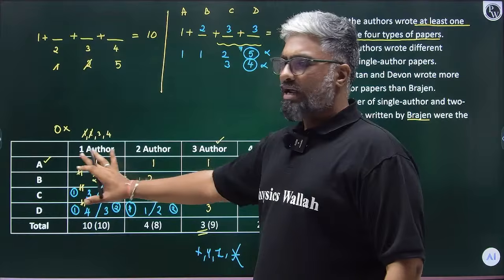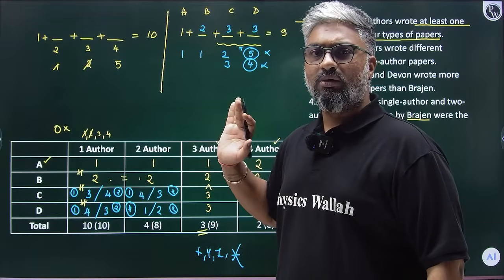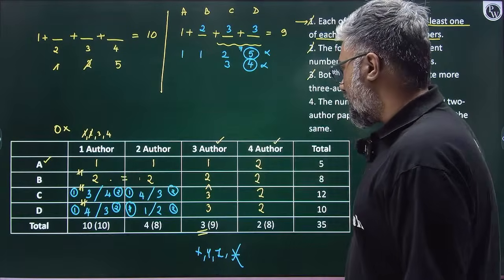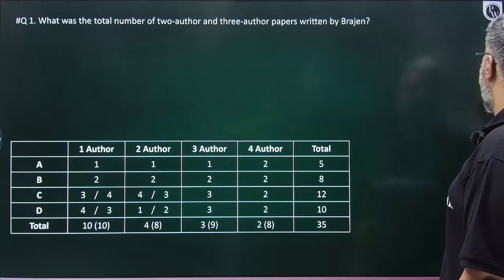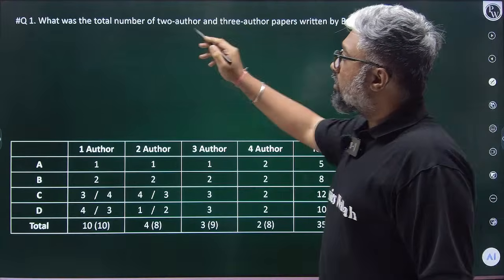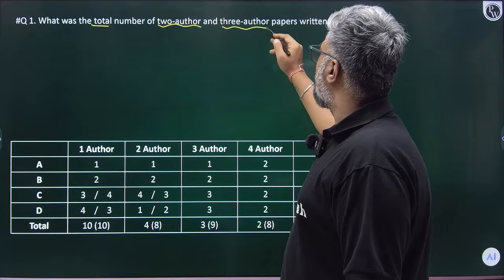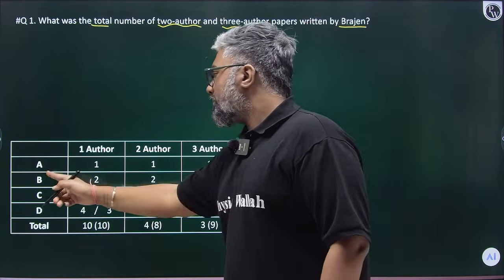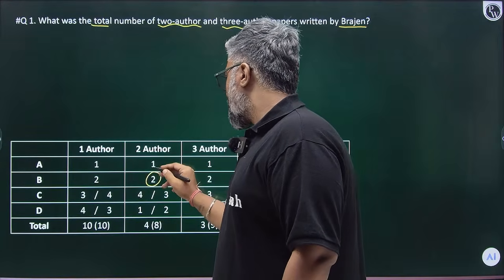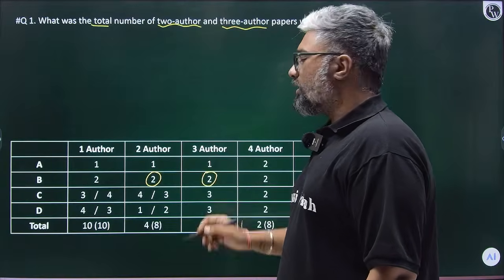That's all. Finish. End of story. We have our two cases. Let's go ahead and answer the questions. Okay? Let's answer the first question now. What's the first question asking? What was the total number of 2 author and 3 author papers written by B? B's 2 author paper and 3 author paper total.